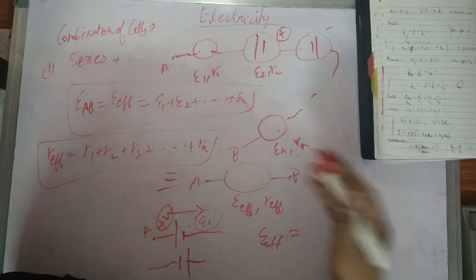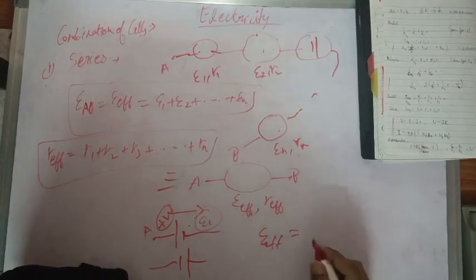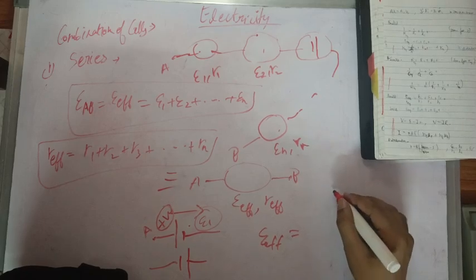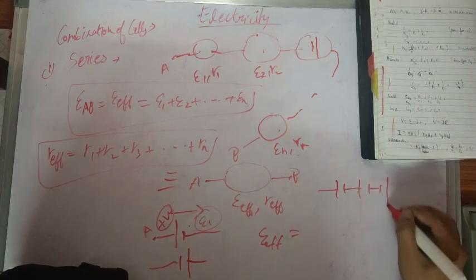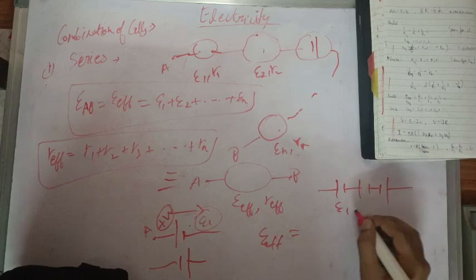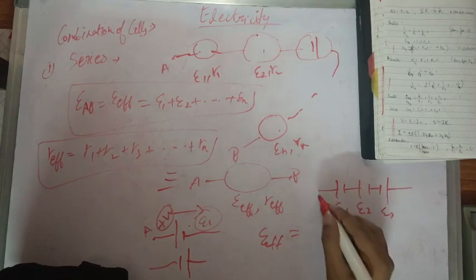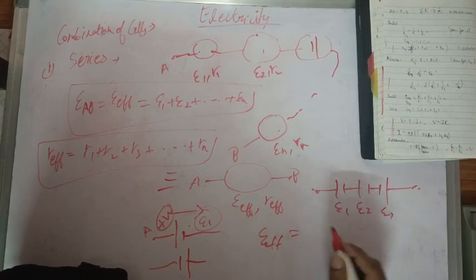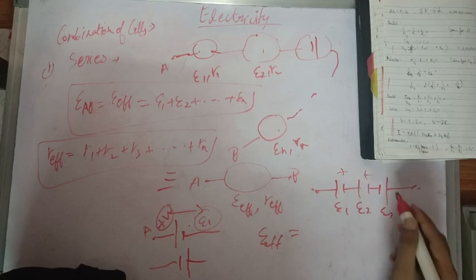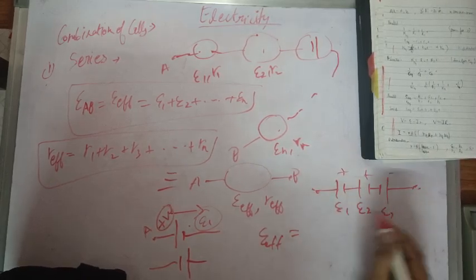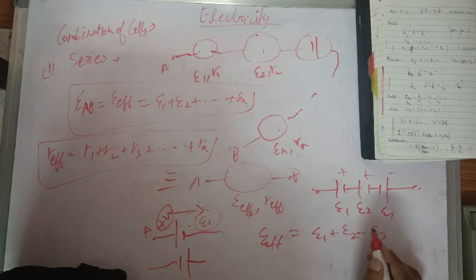Let's take an example for this. Let's say there is a cell here, there is a cell here of E1, E2, E3. These are the magnitudes of EMFs, and I want to find the EMF between these 2 points. Let's say I take this as positive, then this will also be positive and this will be negative. So E effective between them will be E1 plus E2 minus E3.